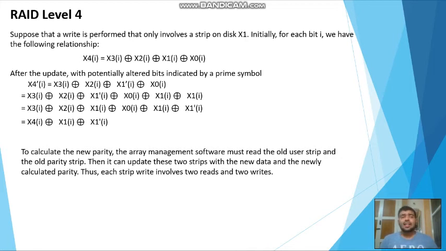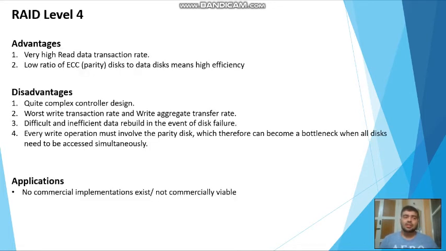Having said that, RAID level 4 is still an improvement on RAID level 3, and there are certain advantages and disadvantages that we can see over here. The advantages are an extremely high data transaction rate. There is a low ratio of error correction disks to data disks, which means high efficiency. Again, as RAID level 3 had it, only 1 parity disk is required.